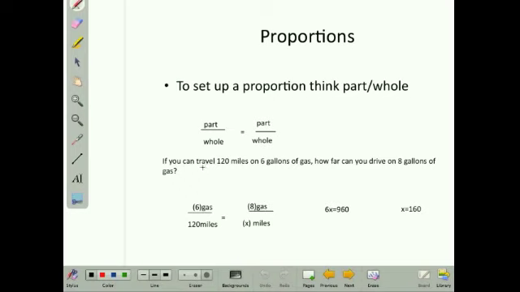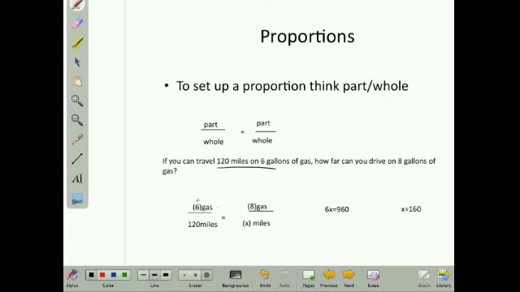So as an example, if you can travel 120 miles on 6 gallons of gas, how far can you drive on 8 gallons of gas? Well, we're setting this as gas over miles is equal to gas over miles. This first part is 6 gallons over 120 miles, so I'm going to set that like this. Now, how far can you drive on 8 gallons of gas? I need to know the miles, and I've been given the gas.